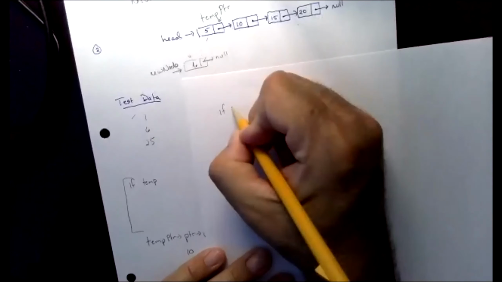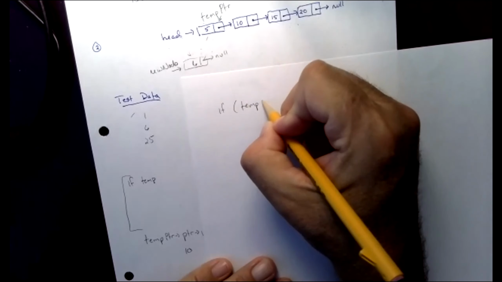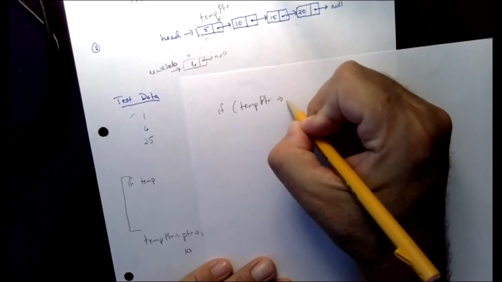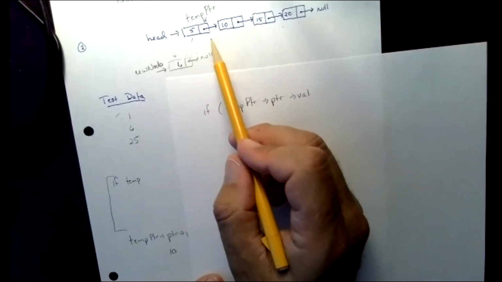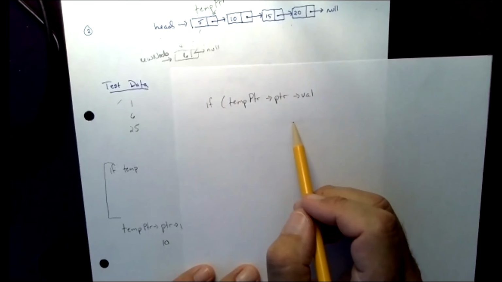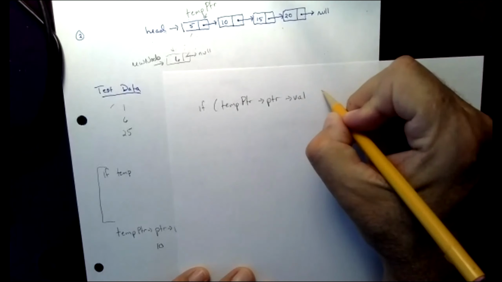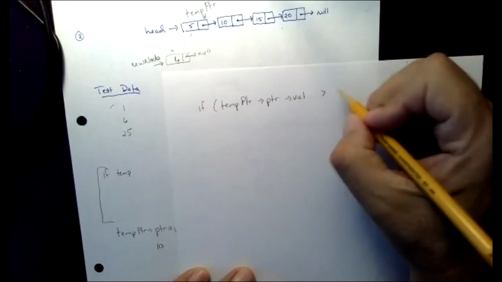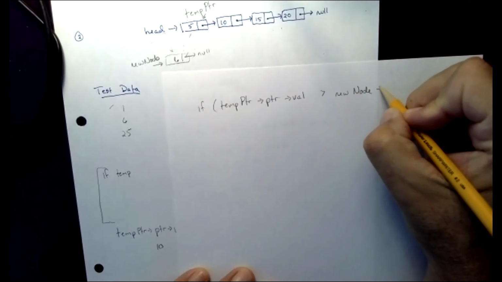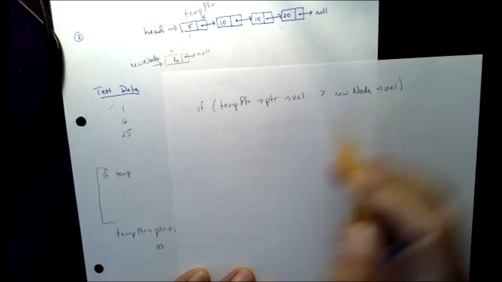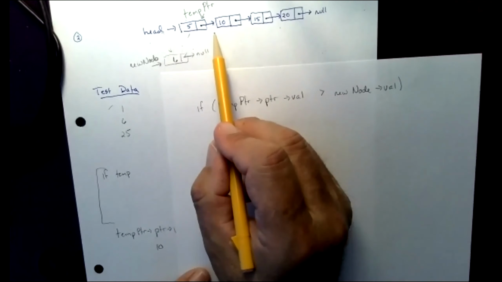If temp pointer's value, like I said, right now that would give me a 10. If temp pointer's value is greater than new node's value, if that's the case, that means I want to insert the 6. Agreed?